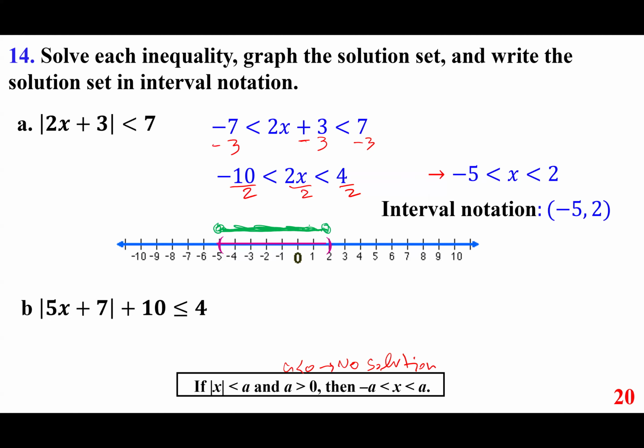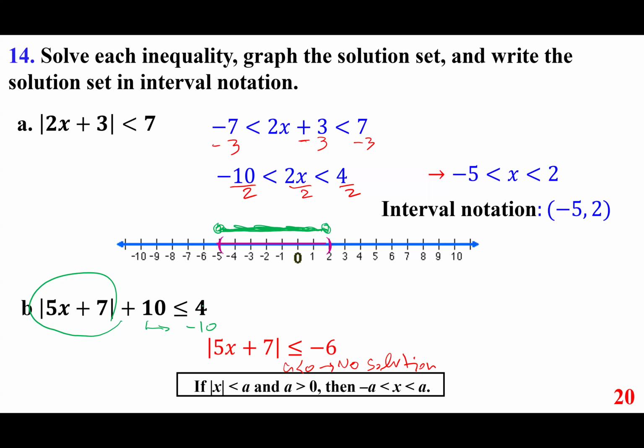All right. What about the absolute value of 5x plus 7 plus 10 less than or equal to 4? The same way, you have to isolate this. To do that, we are moving 10, everybody. Meaning subtracting it from 4, meaning resulting in -6 on the right.